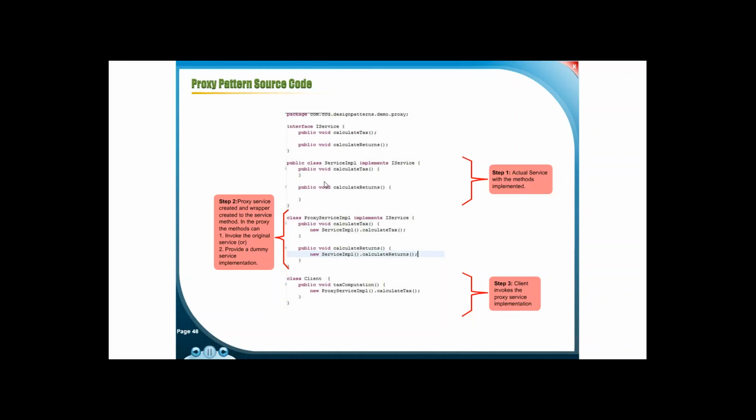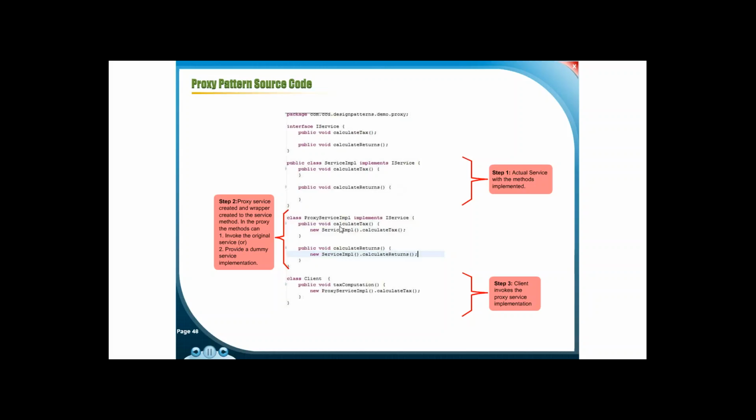And you can see here the proxy service. The proxy service is created and wraps the service method. In the proxy, the method can invoke the original service, and let me explain. There is a proxy service implementation that is implementing the interface. We have a service implementation class that is implementing the IService. Likewise, we have a proxy service implementation that is also implementing this IService.